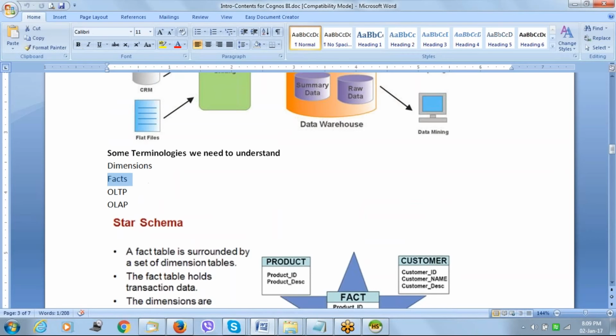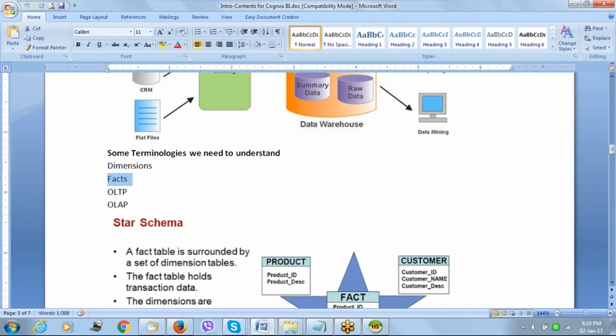A fact is nothing but what we are looking for. In a business, we will look for profit, amount, quantity. That is the main thing that we need to see. What are the sales? How much revenue did we get? How much product is sold? All these things, amount, revenue, sales, percentage, are facts. That is the main core of the business.